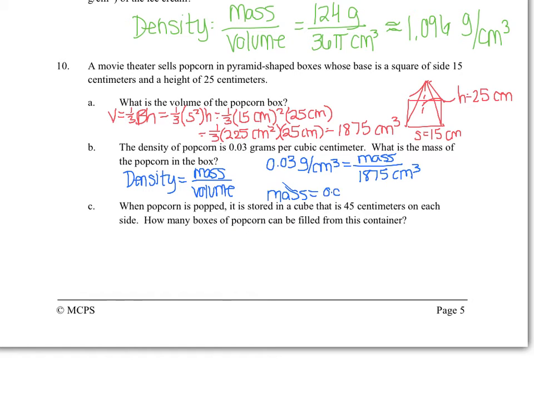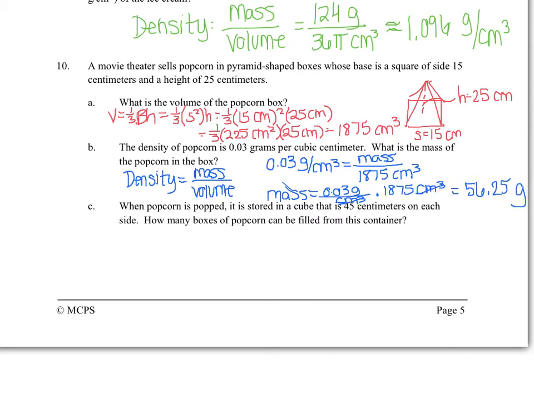So to solve for mass, we're going to multiply that number on both sides, and we're going to have 0.03 grams per centimeter cubed times 1,875 centimeters cubed. So our units are going to cancel out. We're going to multiply those two numbers together, and we're going to get 56.25 grams, which is the mass of the popcorn in the box.